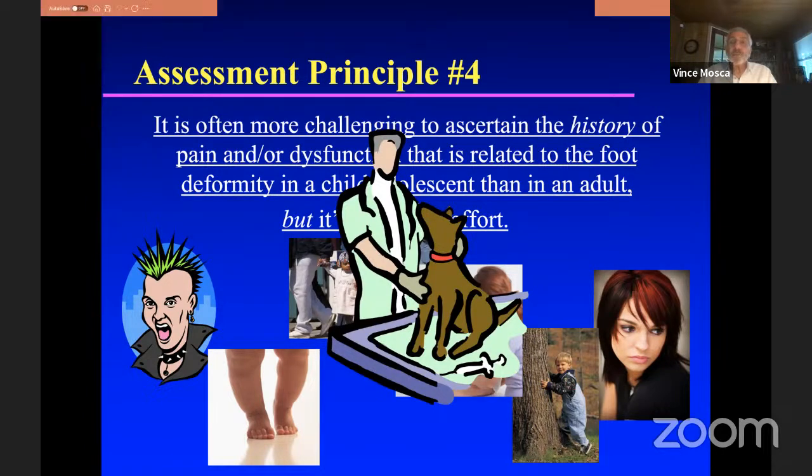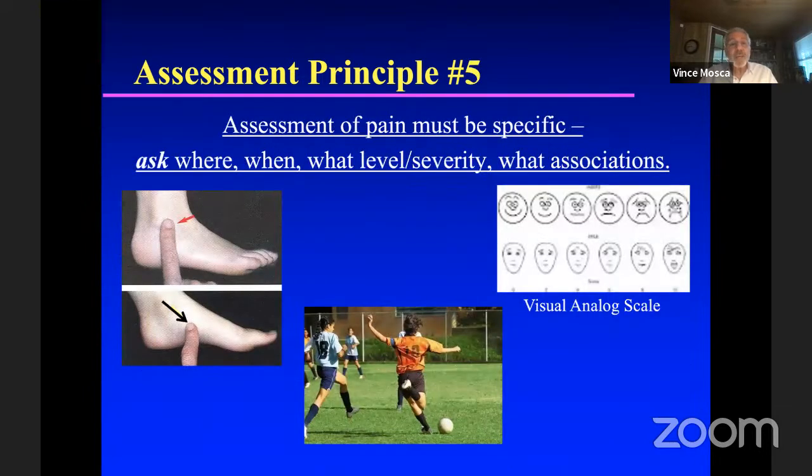And then you're really going to make some mistakes occasionally because there's so many foot differences that can be attributed as a reason for the pain when they're not the reason for the pain. And when you're assessing pain, not only do you want to know exactly where it is, but you want to know how bad it is and when it occurs. Does it happen only when playing soccer? Does it happen only when wearing certain shoes? And how bad is it on the 1 to 10 scale?